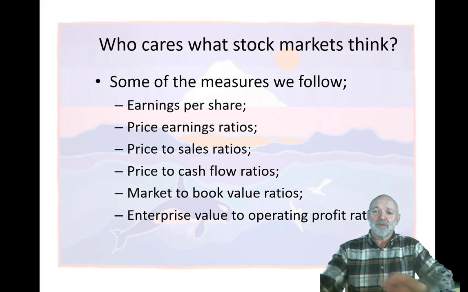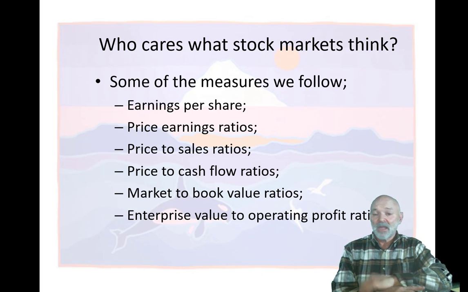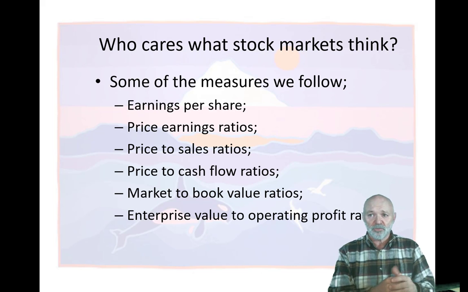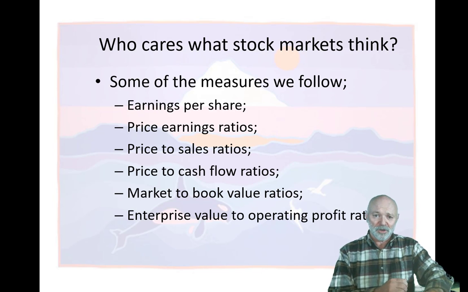So, how do we express this interest in the stock market? Some of the measures that we're going to talk about today include things like the earnings per share, price-earnings ratios, and some of the other ratios that we describe as market multiples, like price to sales, price to cash flows, market to book values, and enterprise value to profit ratios. We won't go into a lot of detail in all of these, but we'll take a look at some of them, and in particular, the most commonly used market ratios.